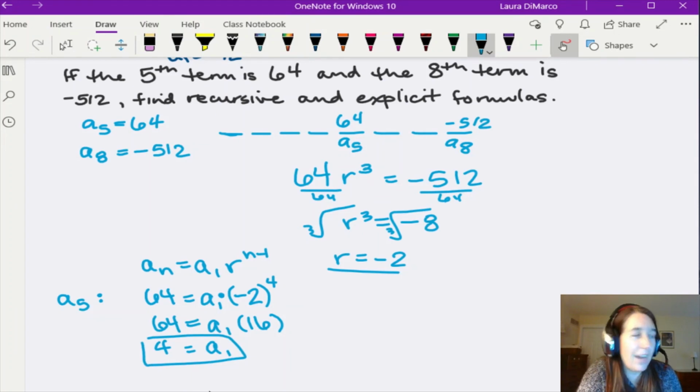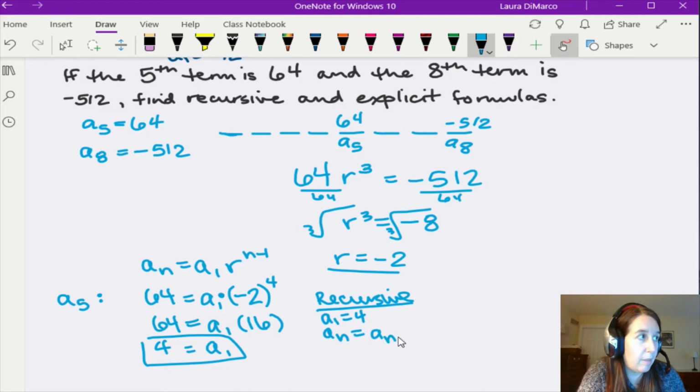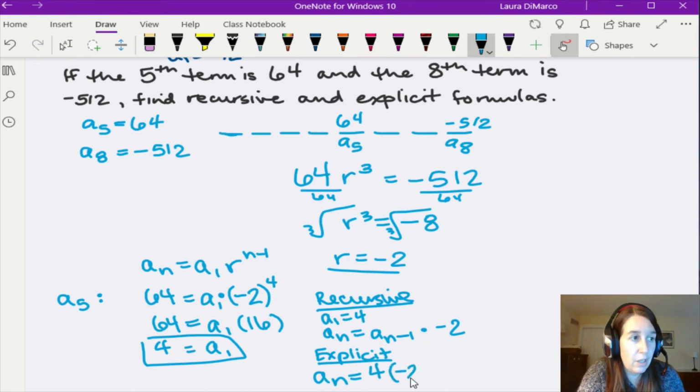Okay, well, now that I have the first term, the formulas are easy to write. So my recursive formula is a sub 1 equals 4, and a sub n is equal to a sub n minus 1 times -2. And then my explicit formula is a sub n is equal to 4 times -2 to the n minus 1 power. Okay?